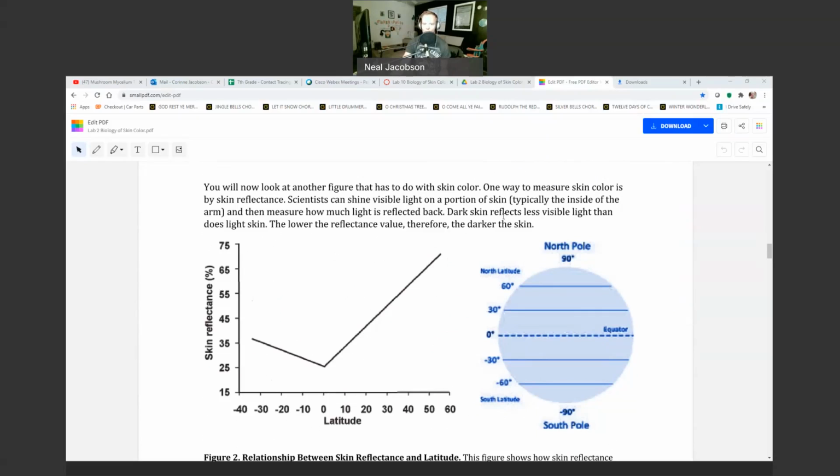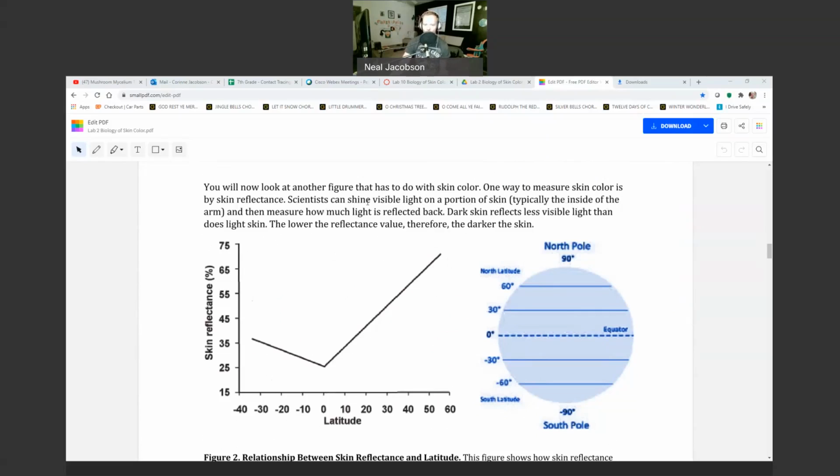And so one way that we can do that is they shine a light onto a part of the skin. And typically it's the upper inside of your arm, so underneath your sleeve near your armpit. Not your armpit because that's covered in hair for some people. But yeah, so just right outside the armpit on the underside of the arm. And then they measure how much of that light is reflected back.